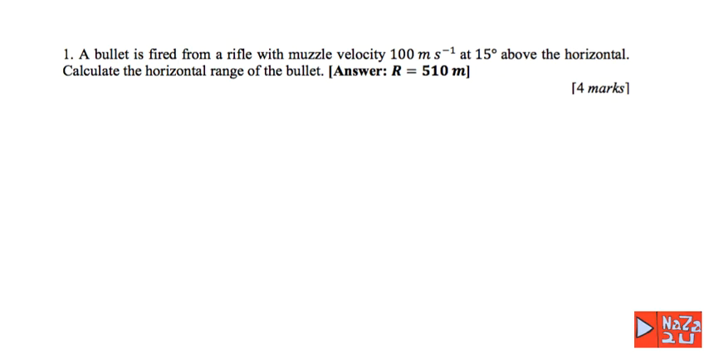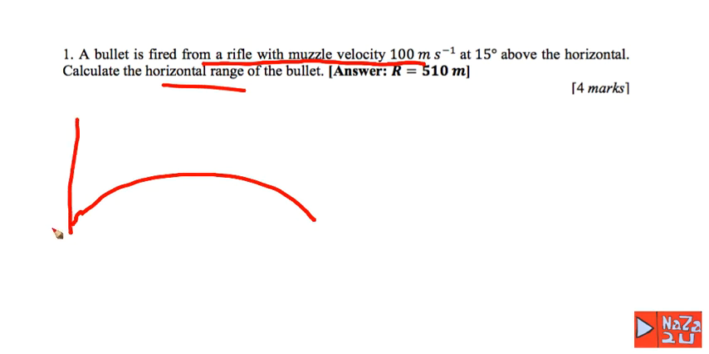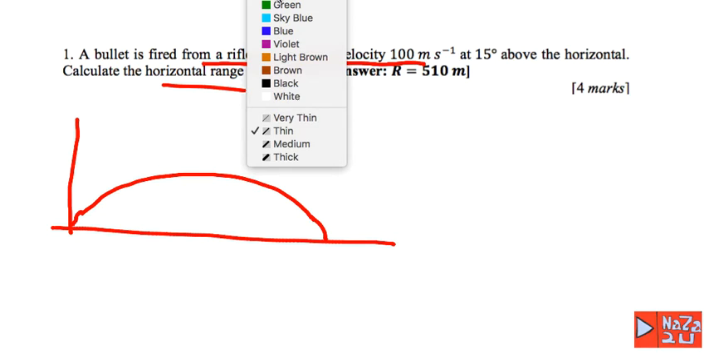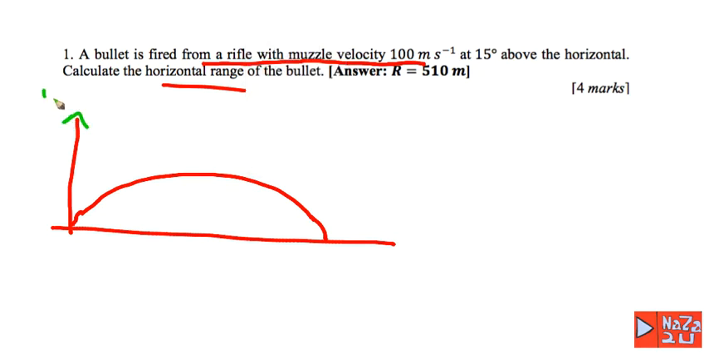Question number 1. A bullet is fired from a rifle with a muzzle velocity of 100 meters per second at an angle of 15 degrees above horizontal. Calculate the horizontal range. If you draw the diagram here, we have a projectile motion of the bullet. We look at the y and x axes. This is the y axis and this is x.